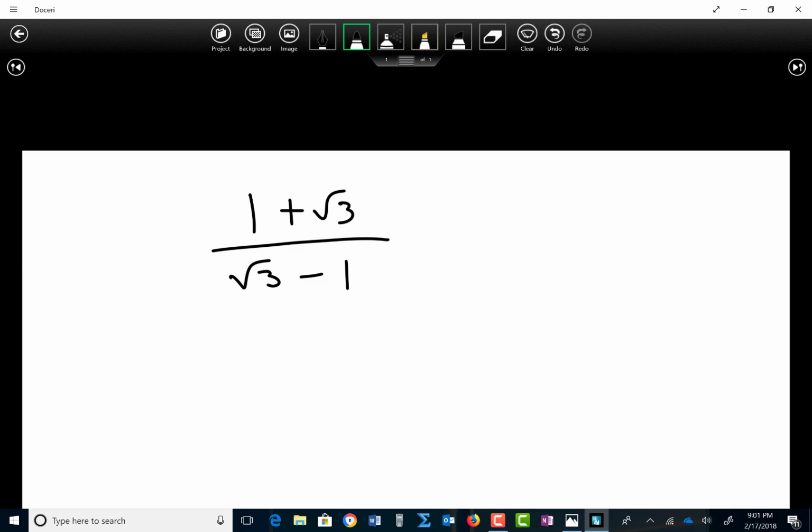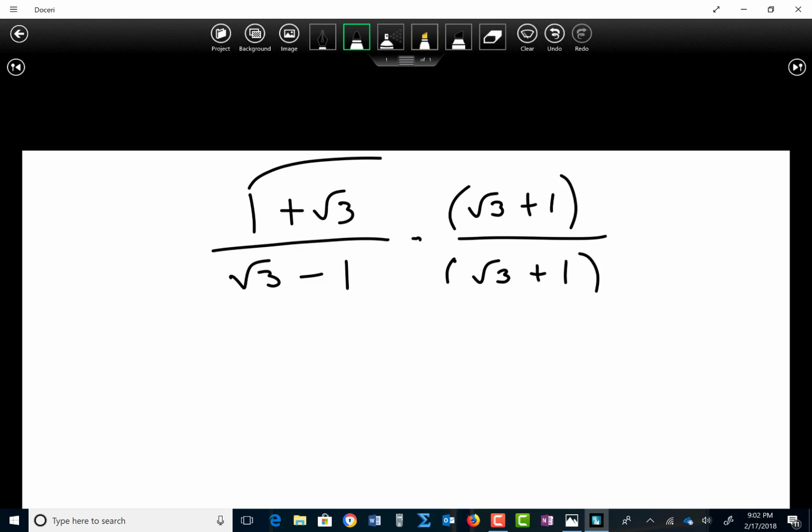And to rationalize, remember we did this before with sine and cosine. What we do is we take the conjugate of the bottom, and the conjugate of square root of 3 minus 1 is square root of 3 plus 1, and we multiply it times both the top and the bottom, and we'll have to FOIL. So on the top, when I FOIL, 1 times square root of 3 is square root of 3. 1 times 1 is 1. Square root of 3 times square root of 3: whenever I multiply square root of 3 times itself, the number comes out of the radical. And then the square root of 3 times 1 is square root of 3.